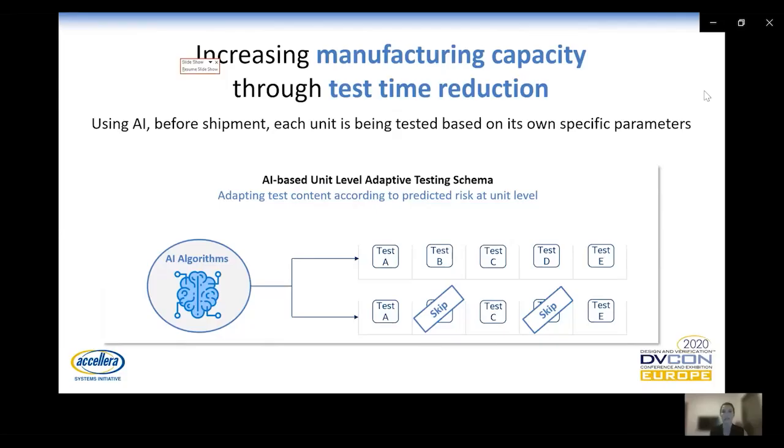Using machine learning algorithms, we have the ability to create an adaptive scheme, meaning that based on all of the information that we have gathered on a certain unit, we can say what is the likelihood for a defect, or what are the places where we need to test. So for each unit, we can say, okay, this unit is getting a free pass, and we can skip some of the phases, versus another unit where the likelihood for a defect is high, and then we will perform all of the tests.